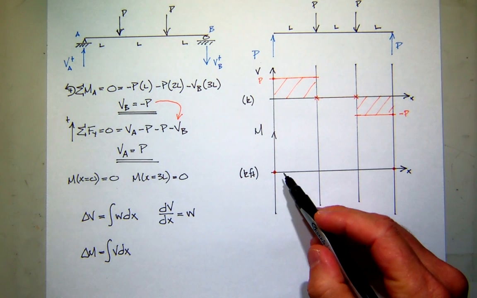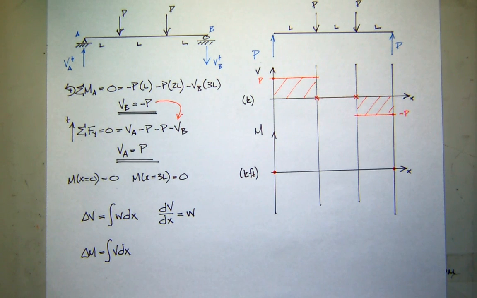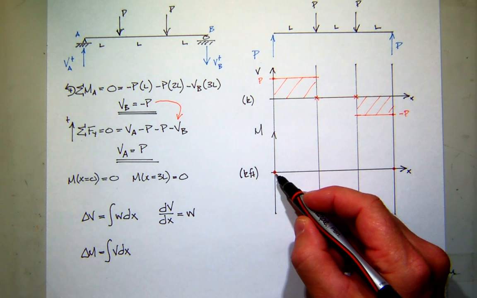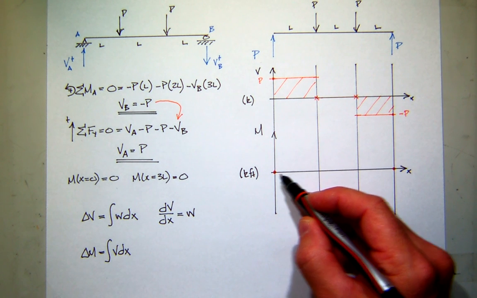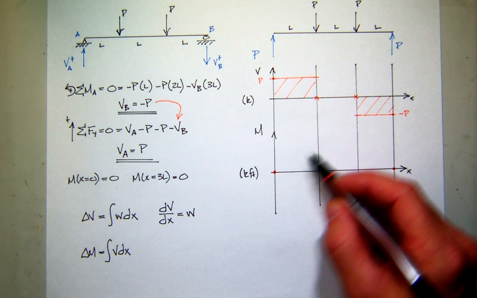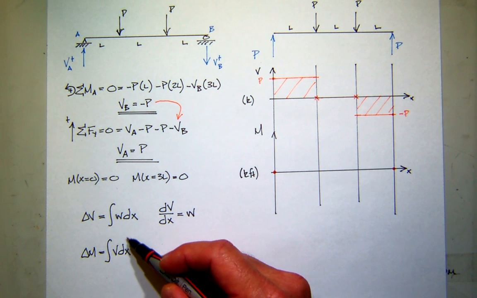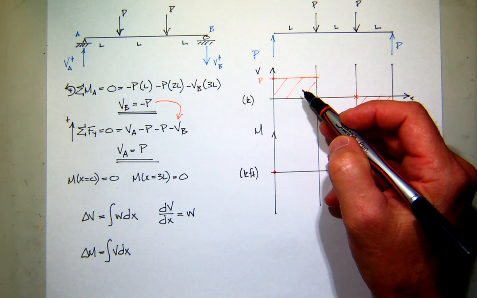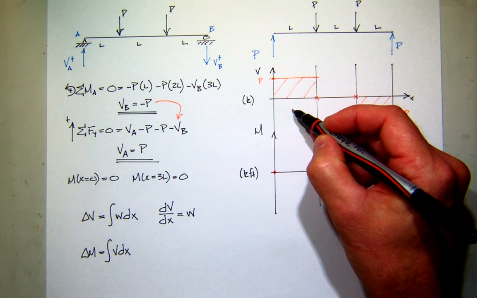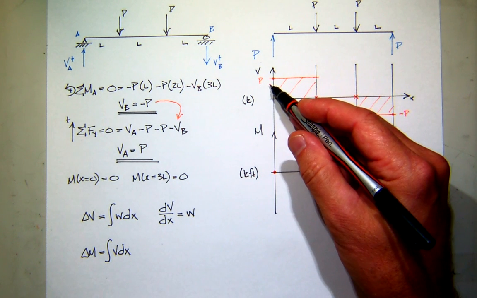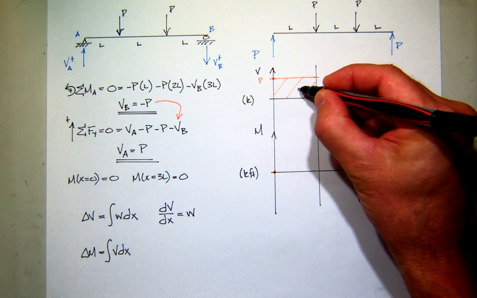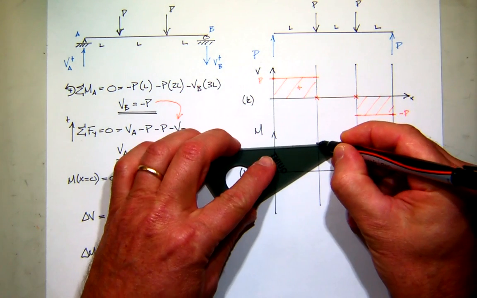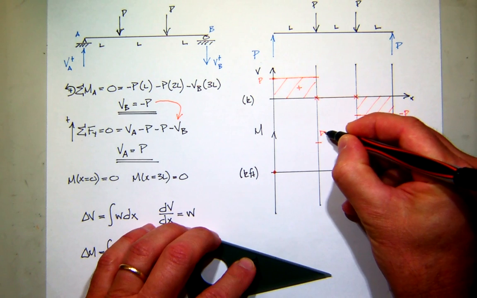All right, so what would be the change in the moment from 0 to L? Well, at 0, the moment is 0. So what's going to be the moment at L? It should be the area under the shear diagram. It's a rectangle. Base, which is L, times height, which is P, PL. And by the way, that's a positive area. So I should get a positive change. So I should hit PL.